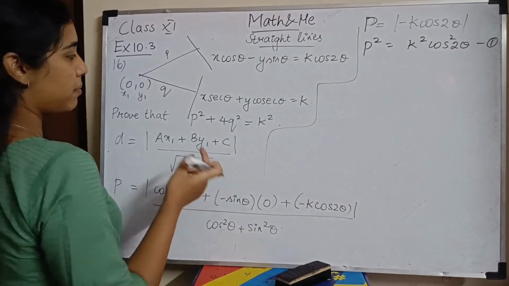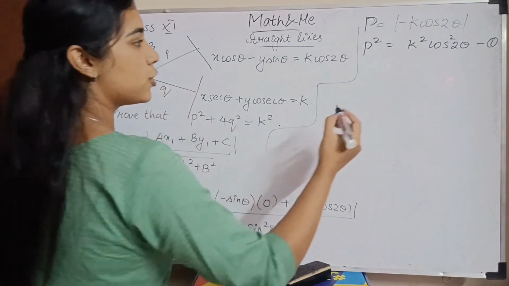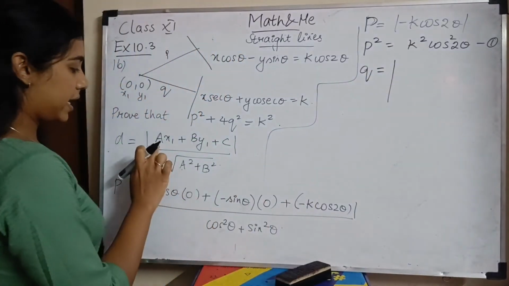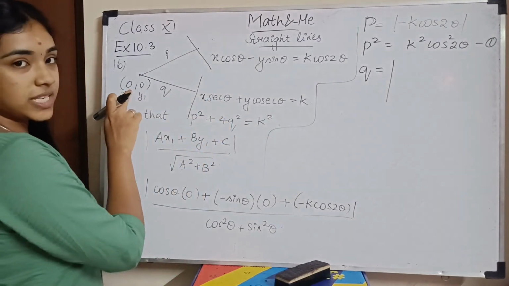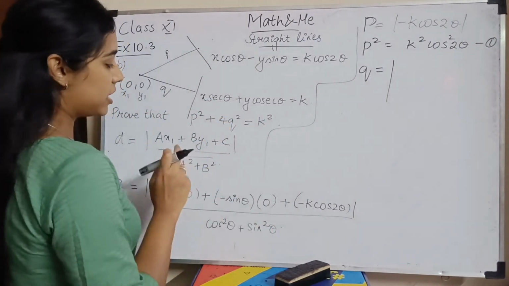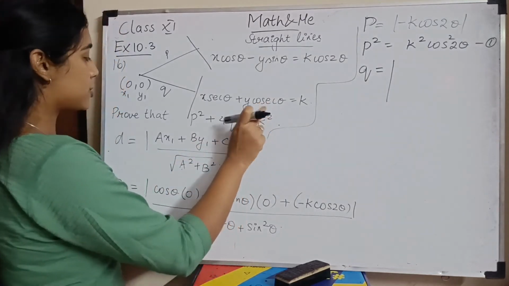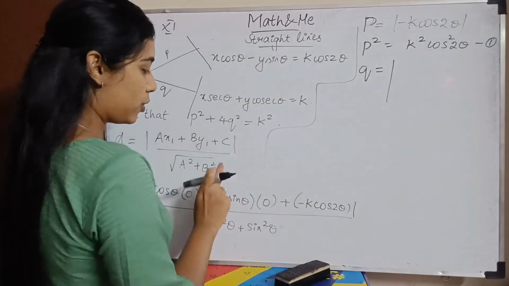So let me do the same thing for the second equation. So distance from a point to the line is q. So the formula we use, what do you get? Q equals a x1. What is your a? Secant theta. What is your x1? 0. So you get 0. Similarly, b y1. What is your b? Cosecant theta. Cosecant theta times y1? 0. So again 0. So in that, what is your c?